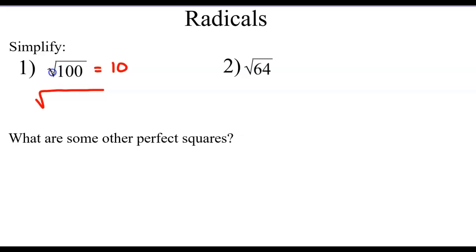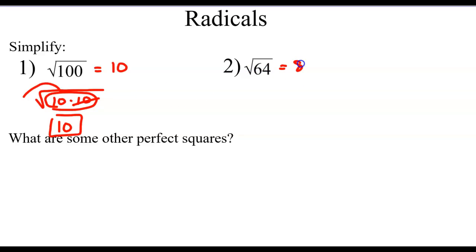A square root is looking for two numbers that are the exact same. So I think about 100. How can I split 100 up? 10 times 10. Once these are paired up, circle them. One escapes and goes outside of the radical. The other one gets crossed off. So this just becomes the number 10, because we're looking for two numbers that are the exact same.